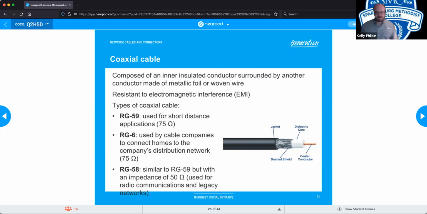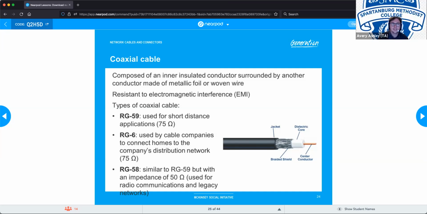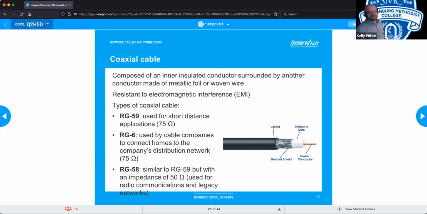And young, dumb Avery said, oh, that's coaxial. It's not. But you learn from your mistakes.